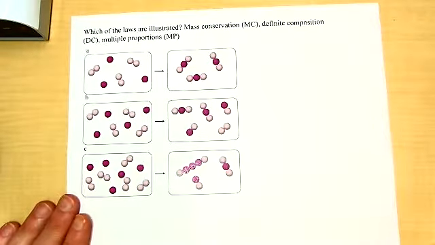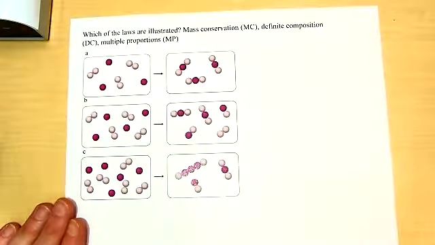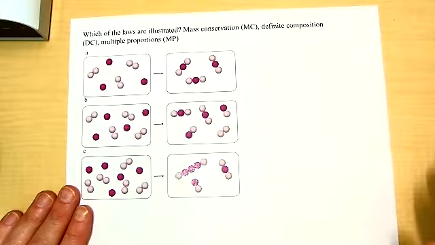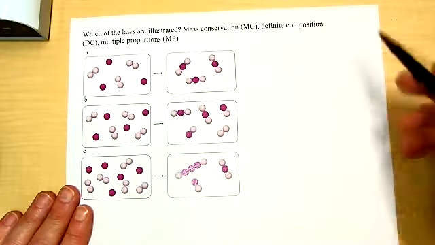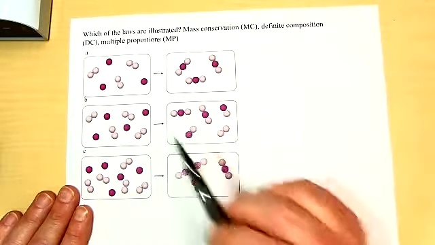Hello, Dr. Rauscher here. All right, let's look at this problem. Which of the laws are illustrated? Mass conservation, definite composition, or multiple proportions?